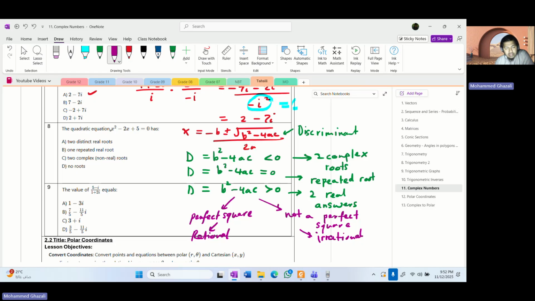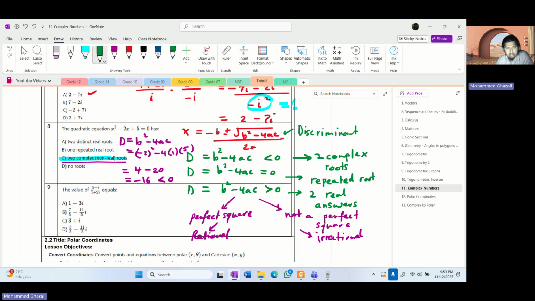Now, for this quadratic equation, let's find just the d value. D is equal to b squared minus 4ac. b squared is negative 2 squared, minus 4, a is 1 and c is 5. So what we have here is 4 minus 20, which is negative 16. Negative 16 is less than 0, so we have two complex roots. The answer is C. So we have two complex roots according to this theory.